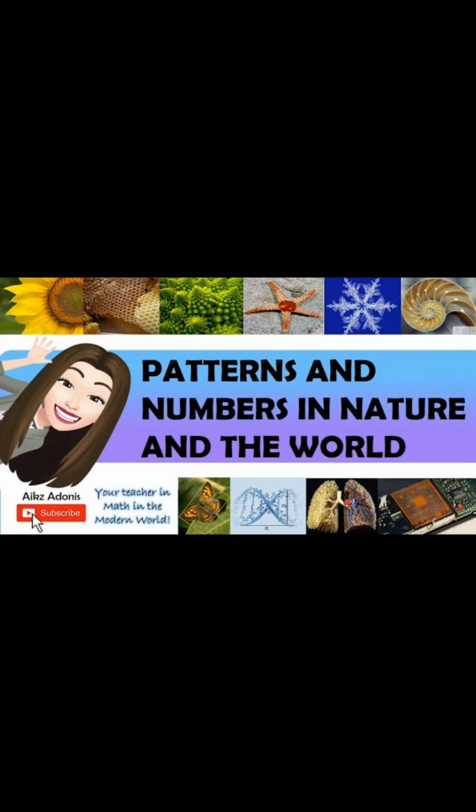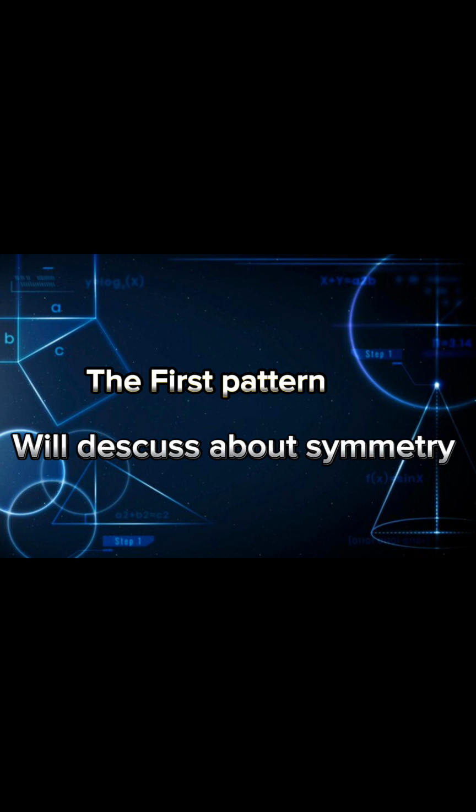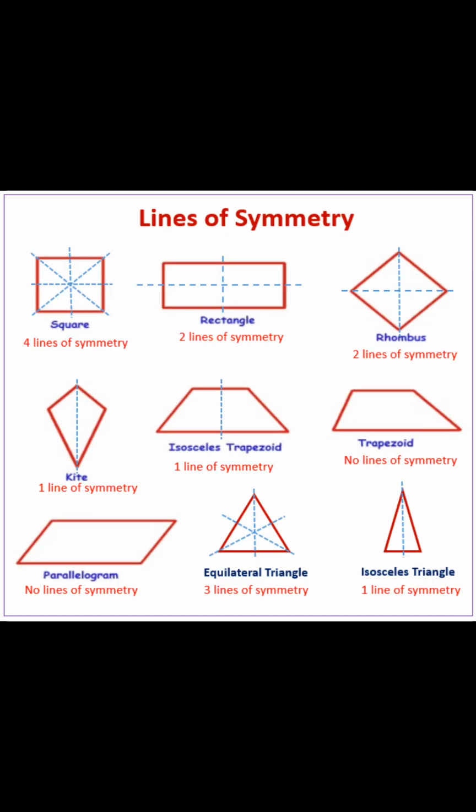So, let's discuss patterns and numbers in nature and the world. Patterns indicate a sense of structure and organization that it seems only humans are capable of producing, this intricate, creative, and amazing formation. The first pattern we'll discuss is symmetry. Symmetry indicates that you can draw an imaginary line across an object, and the resulting parts are mirror images of each other.